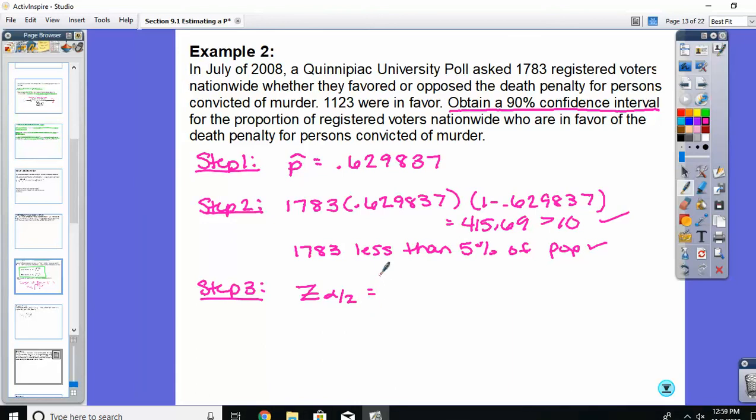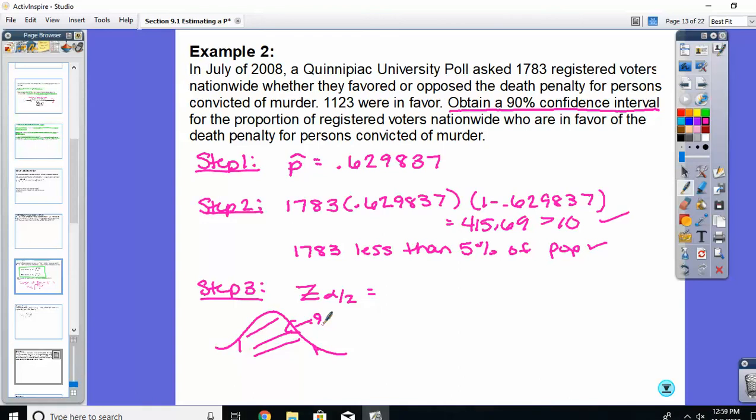Okay. You are going to need your normal table. Now, I want a 90% confidence. So I'm going to draw this little picture just to show you exactly what we're looking for. We want basically 90% to be in the middle. So that means how much would be on each end? 5%, right? That's where the alpha over 2 comes in.